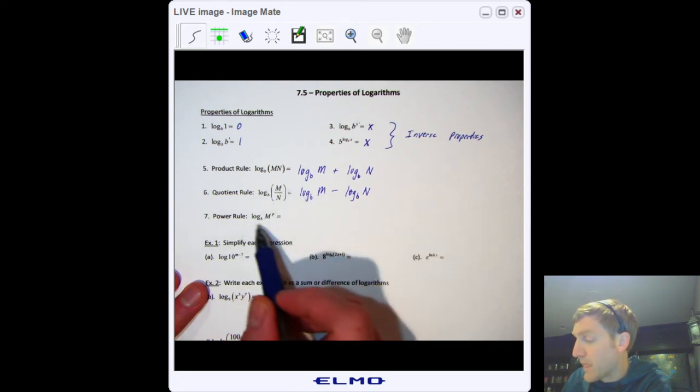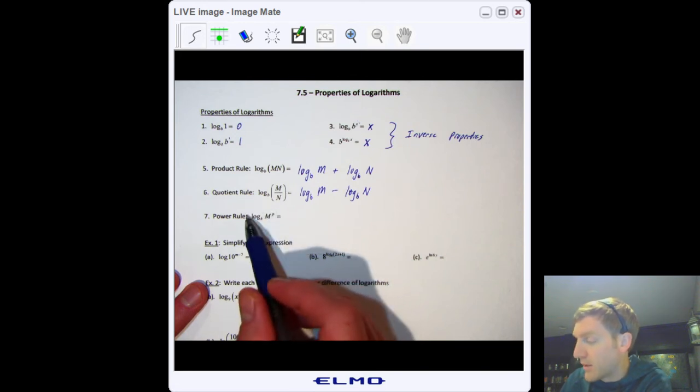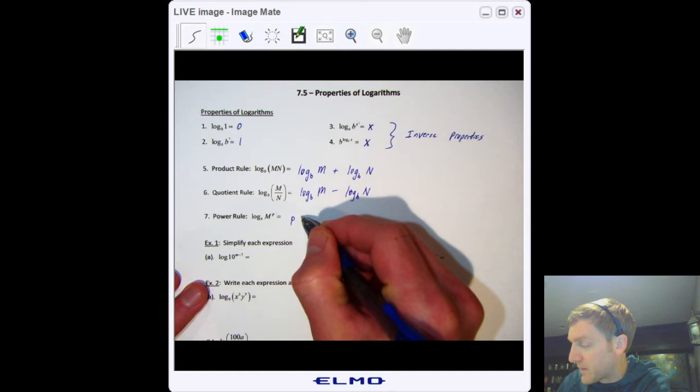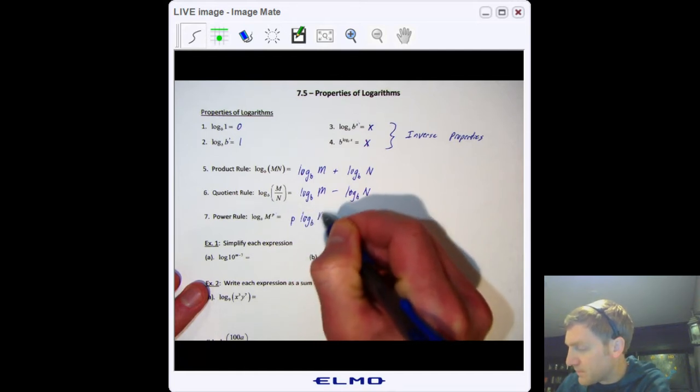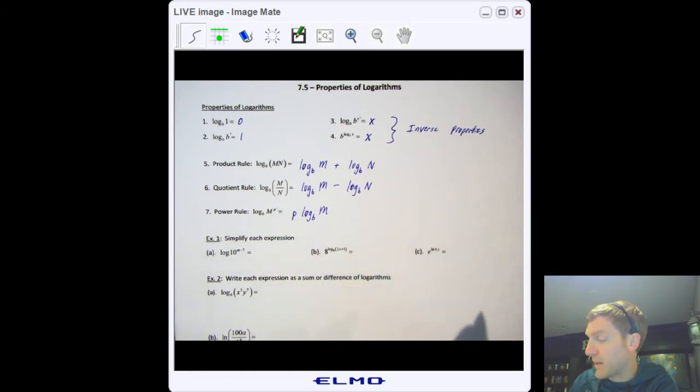And then last one, power rule, log base b of m to the p. If you have a power inside a log, you can bring it down front as multiplication. So p times the log base b of m. So again, a power inside comes down in front as multiplication.